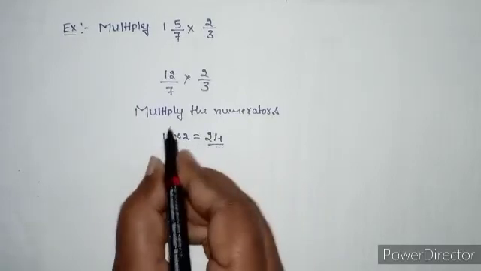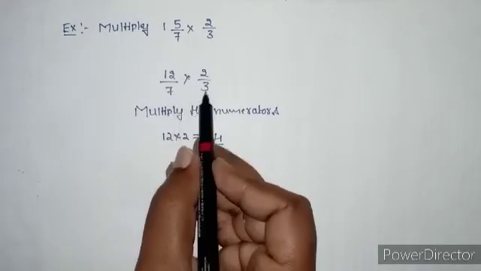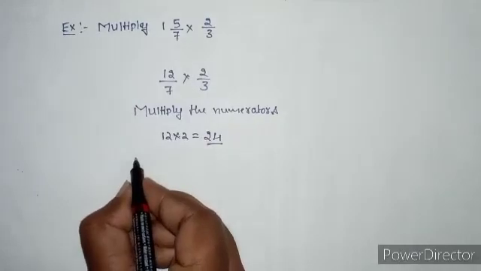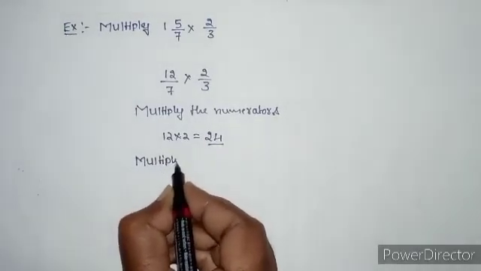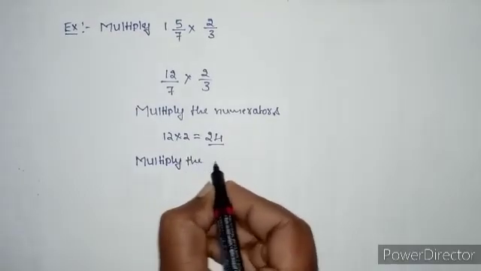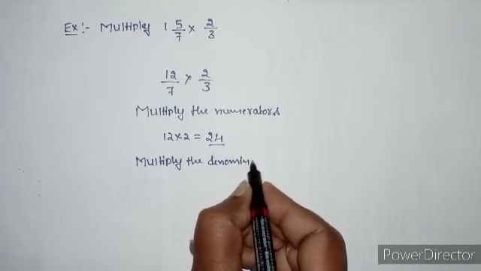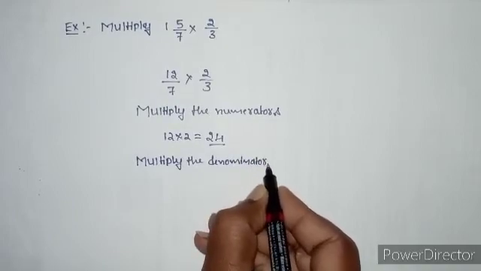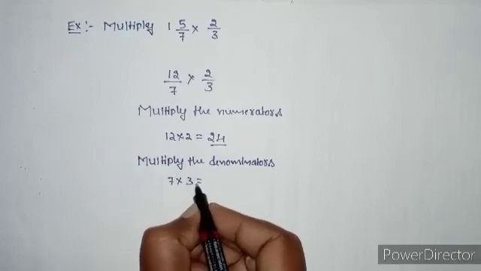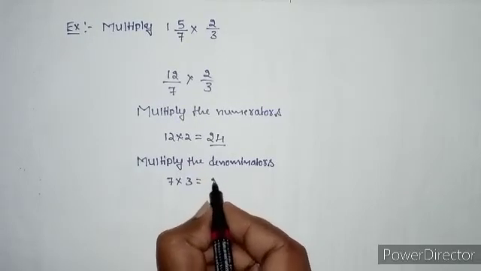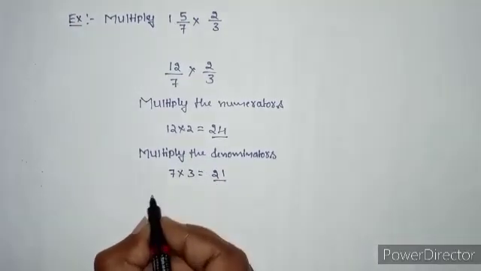So next we need to multiply the denominators. The denominators are 7 and 3. Multiply the denominators: 7 into 3, 7 threes are 21. So now we need to reduce the fraction.